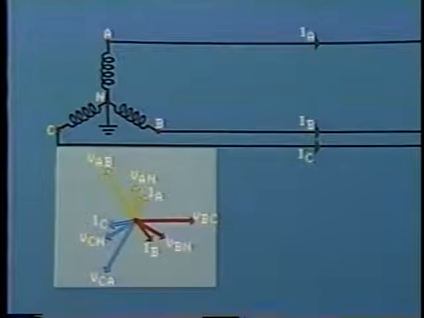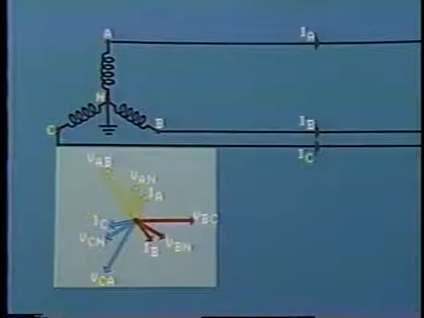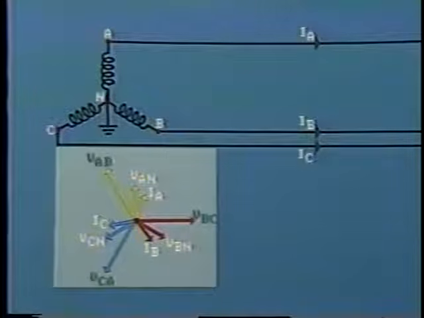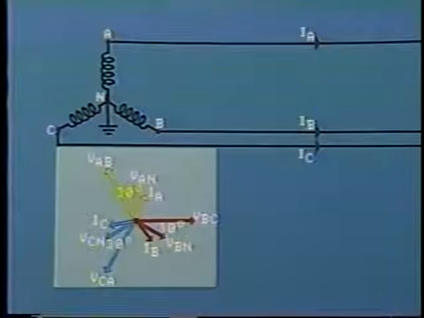This phasor diagram shows the phase relationships and magnitude of the line to neutral voltages. Line-to-line voltages are also shown. Note that the voltage between lines A and B leads the phase voltage VAN by 30 degrees, and similarly with the other phases. This we already learned in a previous tape.